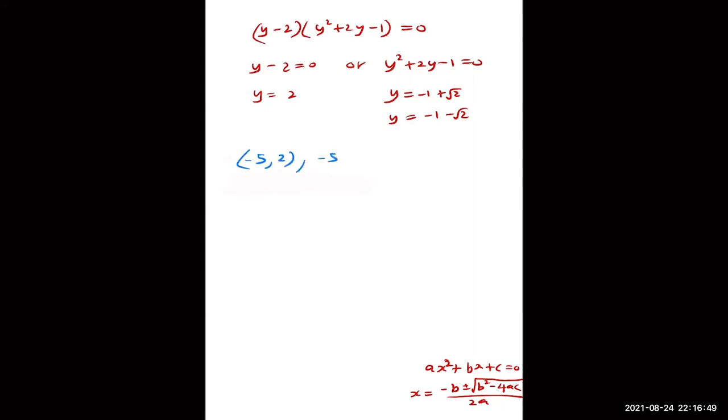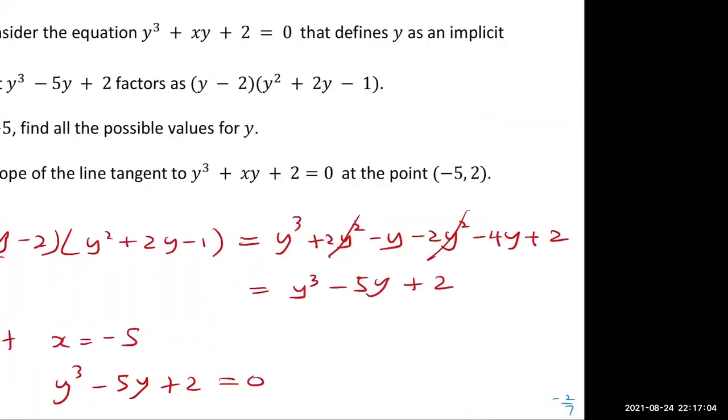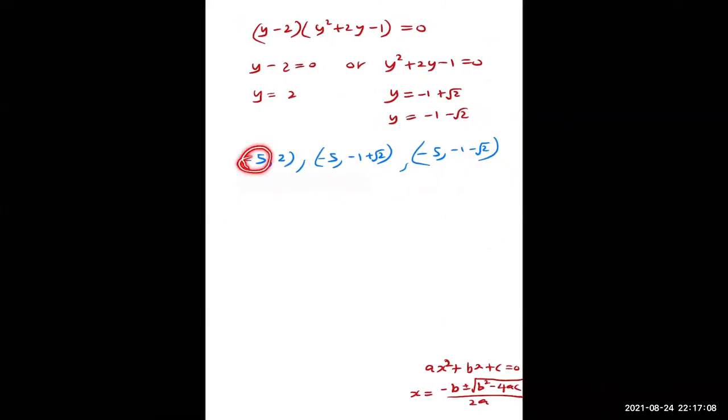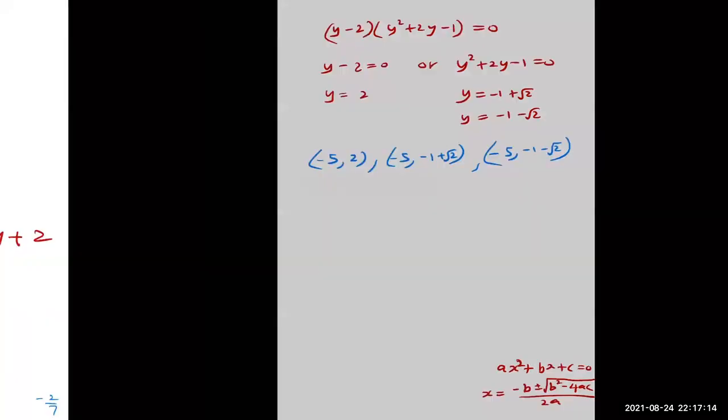The other points are (-5, -1 + √2) and (-5, -1 - √2). All these 3 points are on the given curve. Okay, the given curve is this one. Notice that your x value is minus 5 in all these 3 points because you set your x value to be minus 5. All right, let's go to the last part.